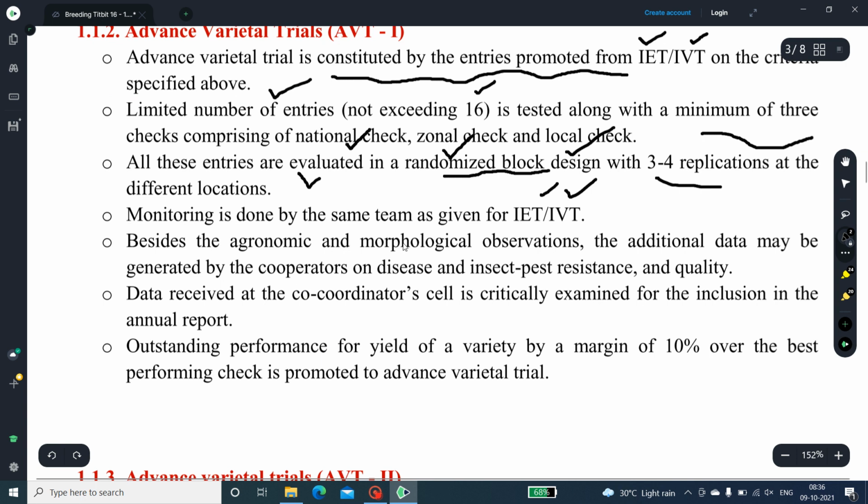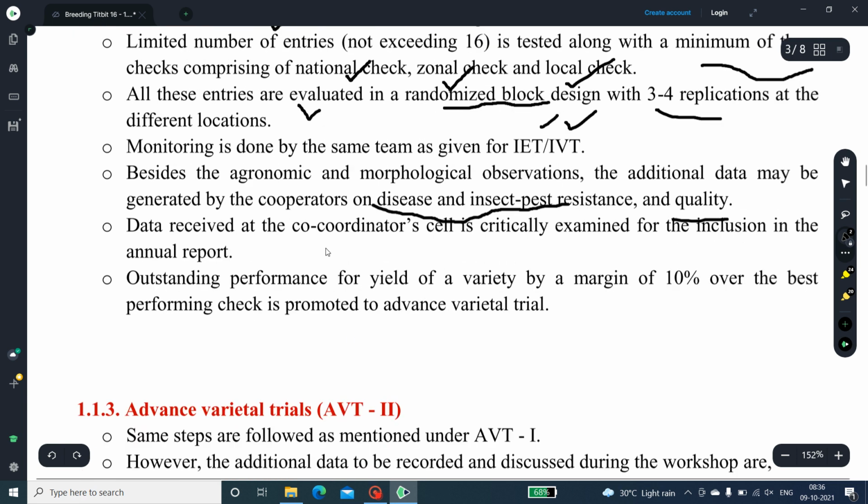Besides agronomic and morphological observations, additional data may be generated on disease and insect resistance and quality parameters. Data received at the coordinated cell is critically examined for inclusion in the annual report. A variety showing outstanding yield performance by a margin of 10% over the best performing check is promoted to advanced varietal trial 2.